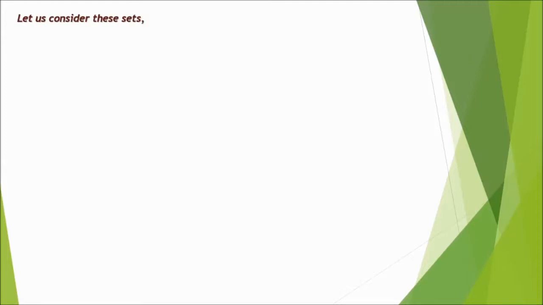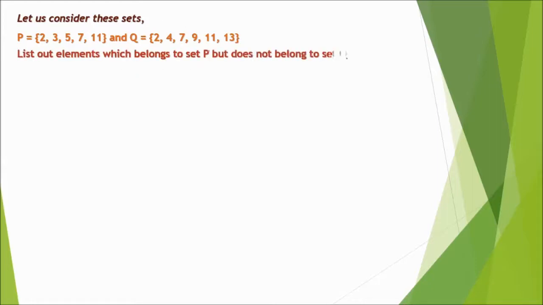Let us consider these sets. You can see set P with elements 1, 3, 5, 7, 11, and 2, 4, 7, 9, 11, 13 is set Q. Now what we have to do is list out the elements which belong to set P only. Those are the unique elements of set P, which do not belong to Q.